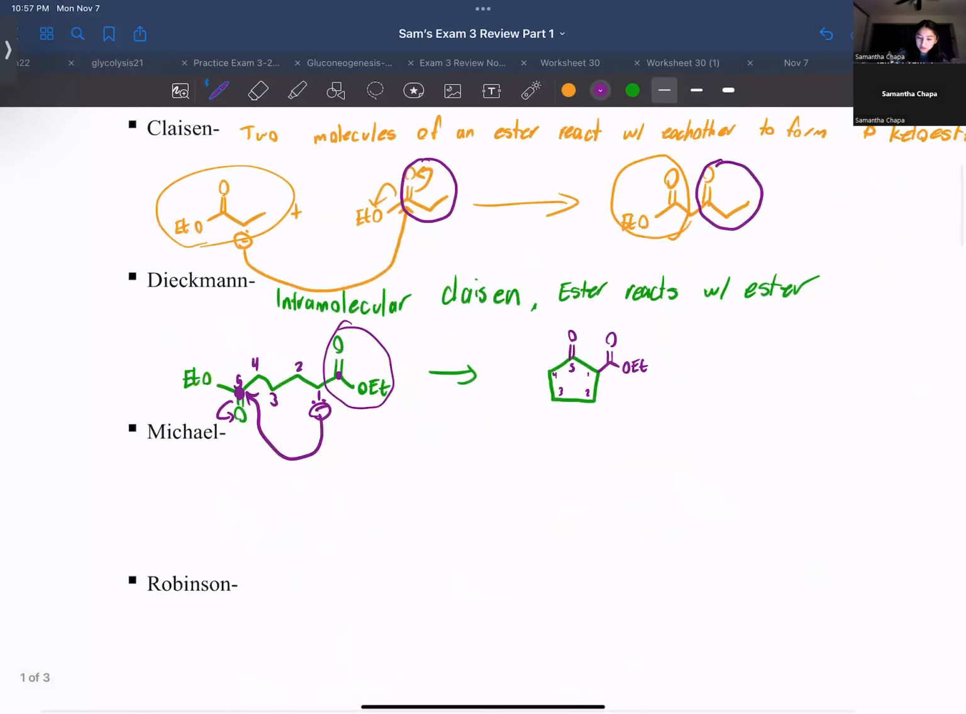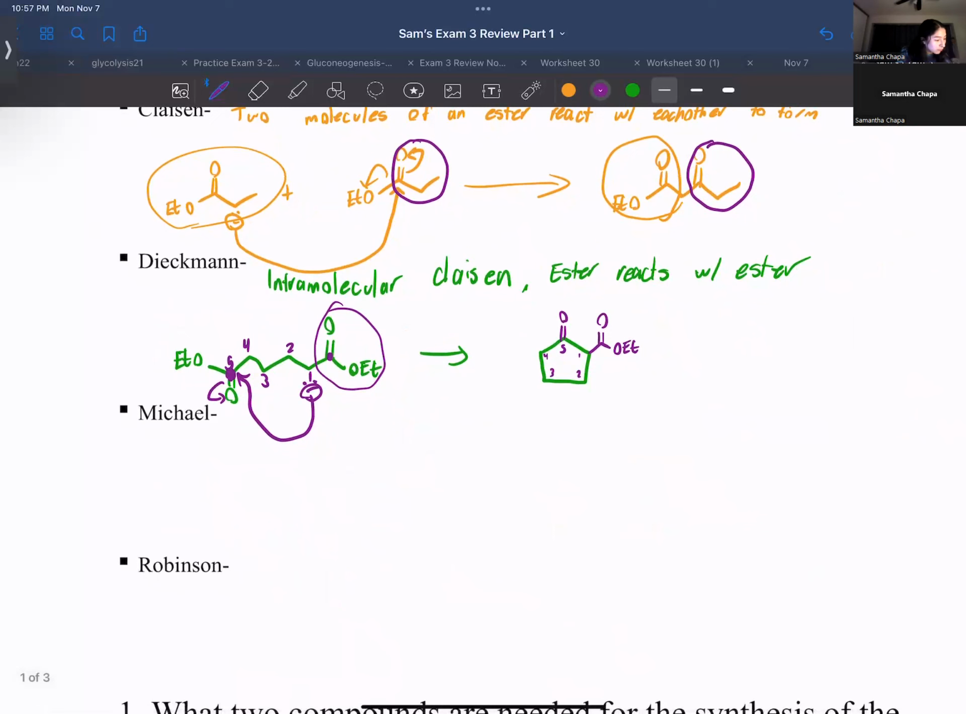Let me change my color. I'll go back to Michael. Michael I actually liked because this is like the cuprate reaction. So alpha beta unsaturated and enolate form a 1,4 addition product.